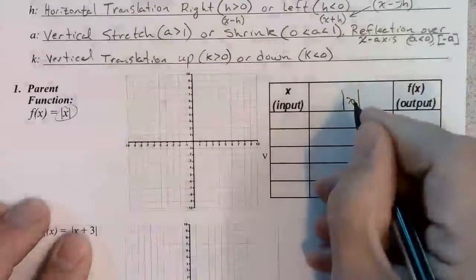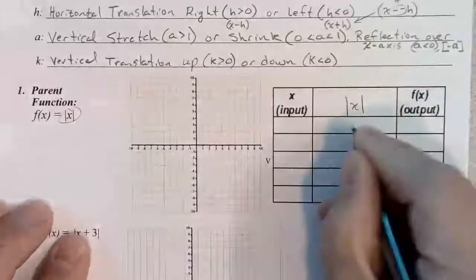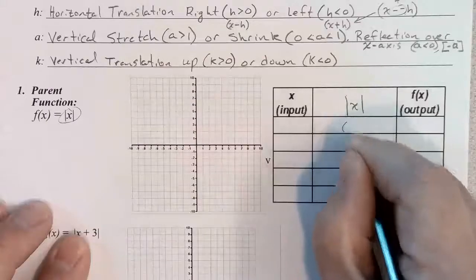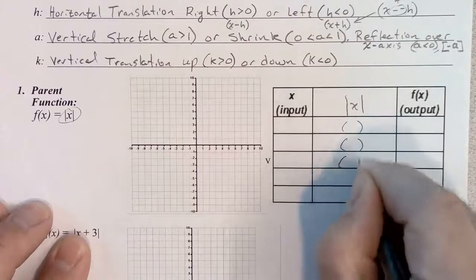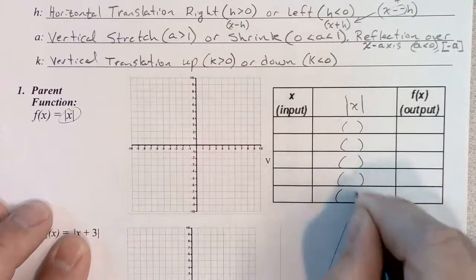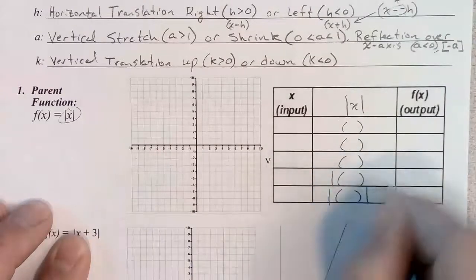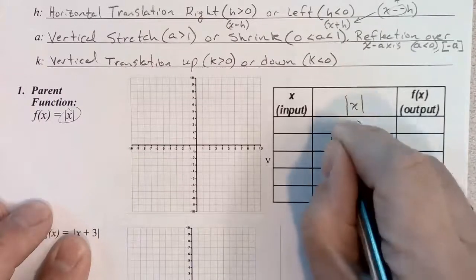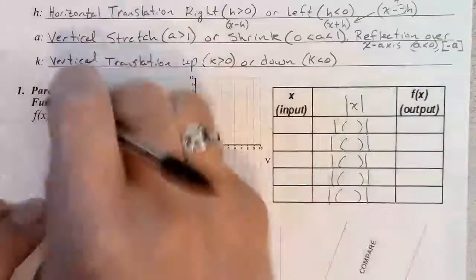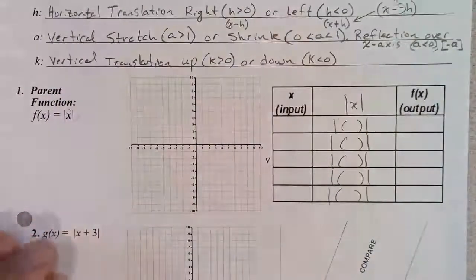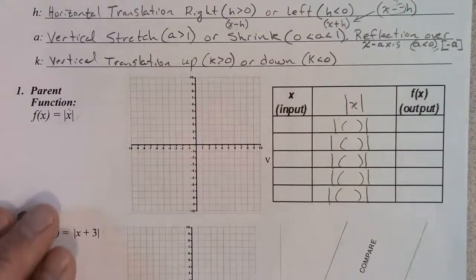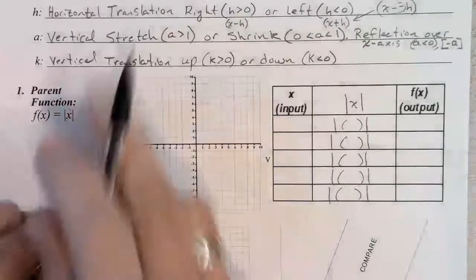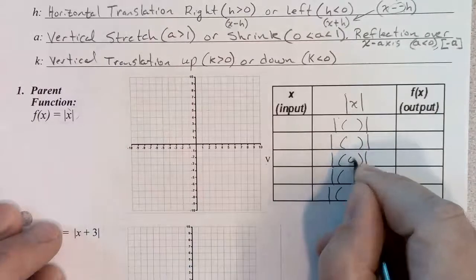Absolute value of x. And then what we're going to do is put parentheses where we can input values. Our absolute value symbols. This will be the only table we do like this on this whole page. The rest are going to be transformation tables. Okay? We know that the vertex for this is at 0. We should know that from previous.